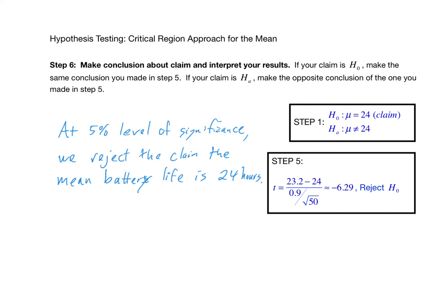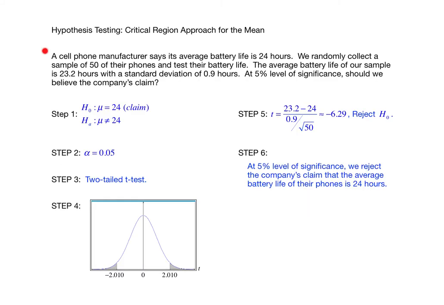Since we were developing the ideas in the 6 steps along the way, let's now look at a summary of all 6 steps together on one screen. Again, the problem we were given: a cell phone manufacturer says its average battery life is 24 hours. We randomly collect a sample of 50 of their phones and test their battery life. The average battery life of our sample is 23.2 hours with a standard deviation of 0.9 hours. At 5% level of significance, should we believe the company's claim? So we're trying to decide whether this claim that the average battery life is 24 hours is legitimate or not.